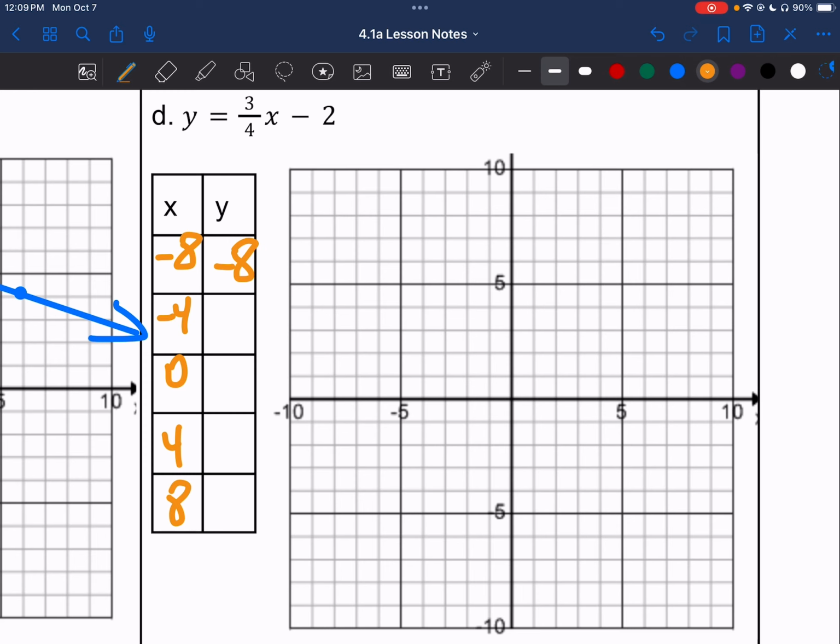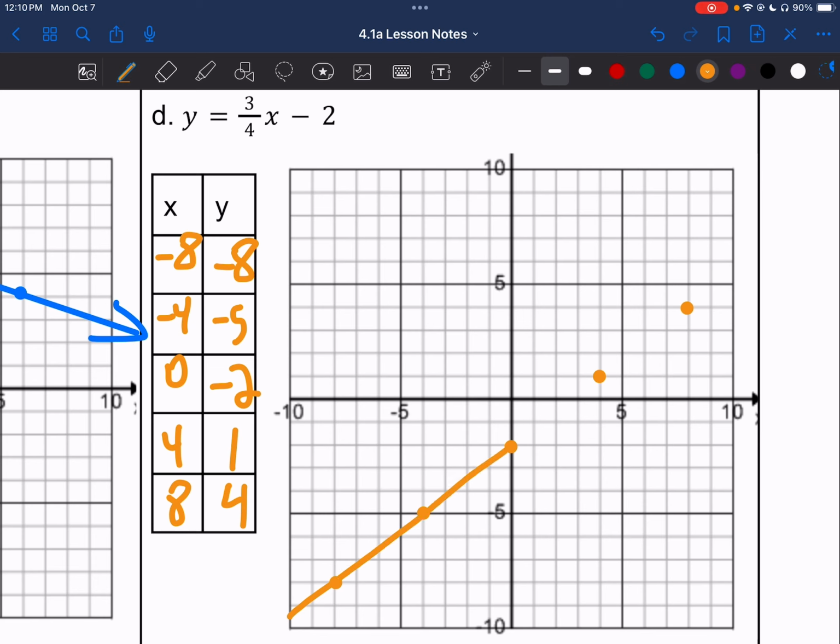-4 times 3/4 will give us a -3, minus 2 is -5. 0 times 3/4 is 0, minus 2 is -2. 4 times 3/4, that's a +3, minus 2 is 1. And 8 times 3/4 minus 2 is going to give us 4. So now we're going to graph it. -8 and -8. We're going to be at -4, -5, 0, -2, 4, and 1, and 8 and 4.